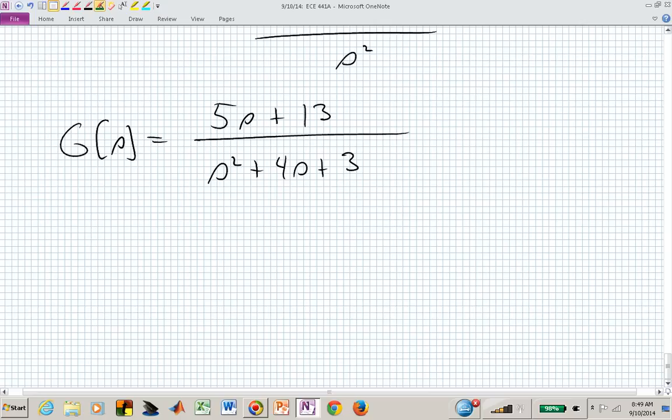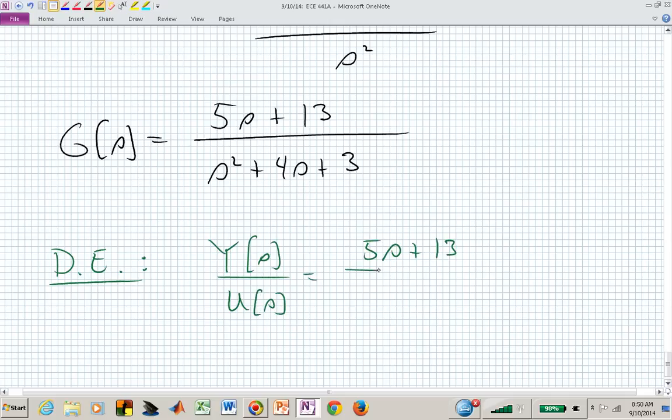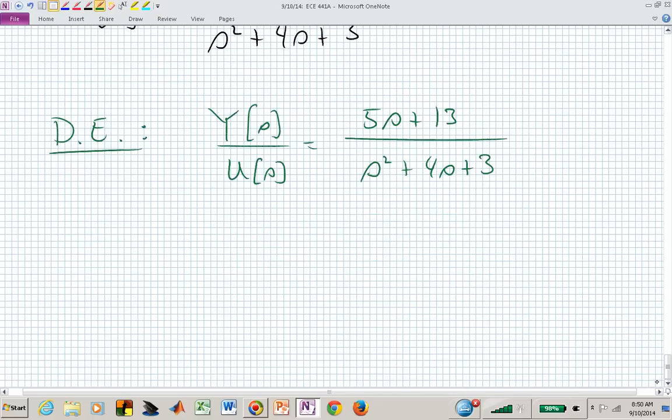Now that we have the transfer function, and you could get that with block diagram algebra, we want to do the DE. This is like falling off something that's easy to fall off of. A bicycle. Just be careful, wear a helmet. But the differential equation, how do we find that? Well, this is just y of s over u of s is equal to 5s plus 13 over s squared plus 4s plus 3. Can you find the differential equation associated with y and u?